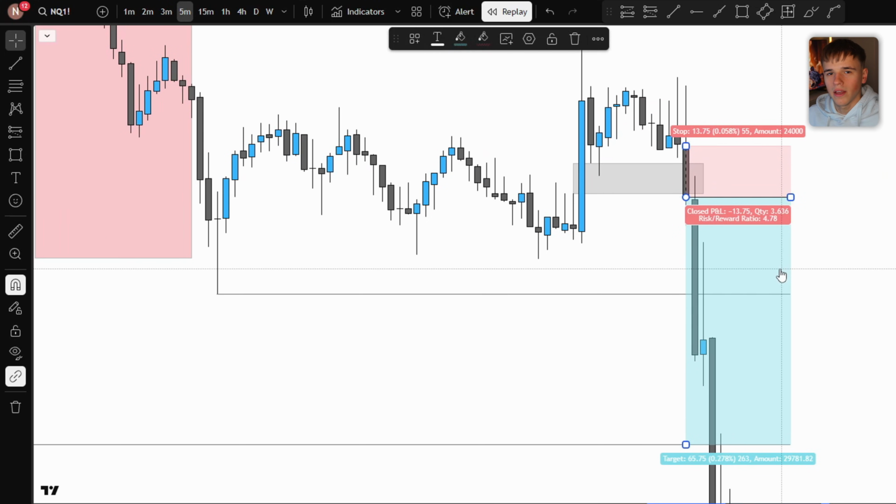If you are risking 1% with a $100,000 account, you would make almost $5,000 on this trade. So that is absolutely insane. But let's just go to the second example.